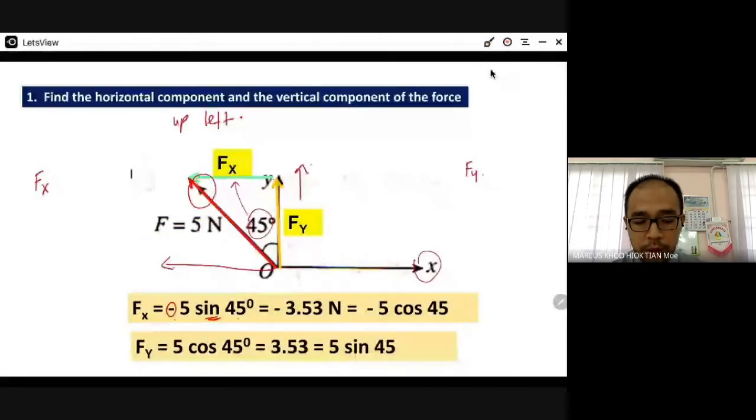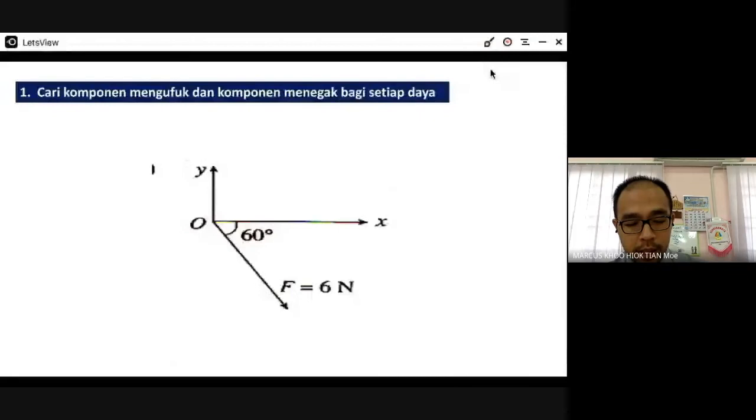So how about this? This is going to the right and down. What component needs to change? The component that needs to be changed is the y component. So the Fy will be a negative value, and the Fx will be a positive value.